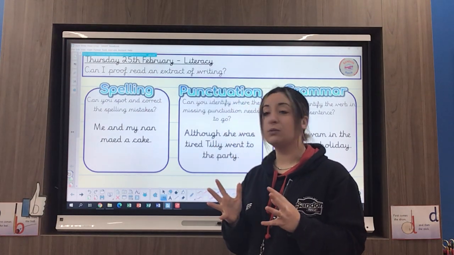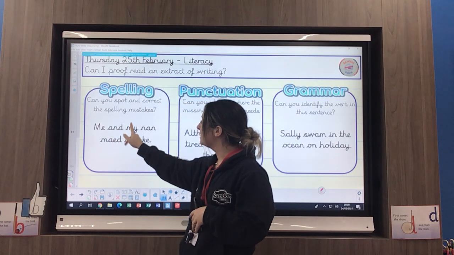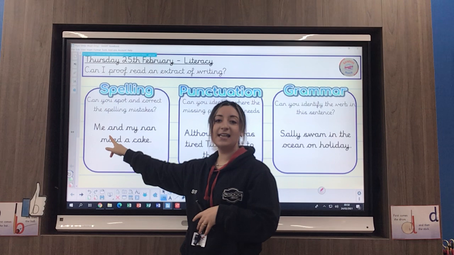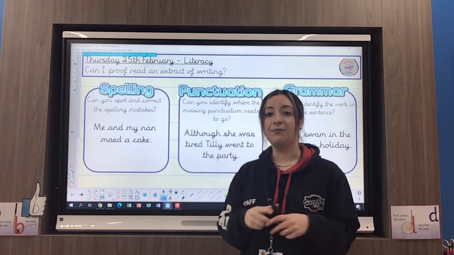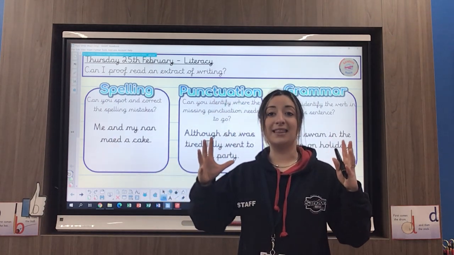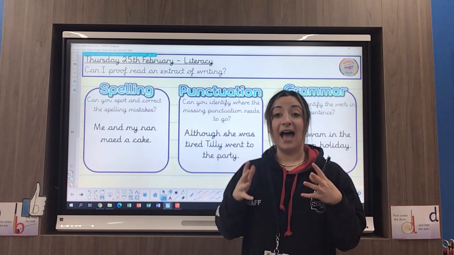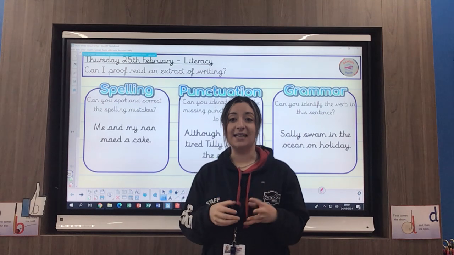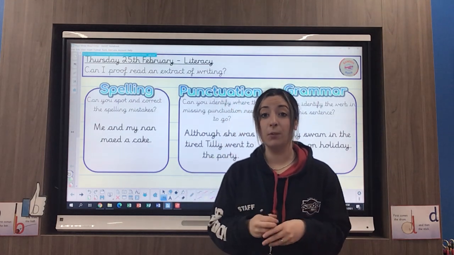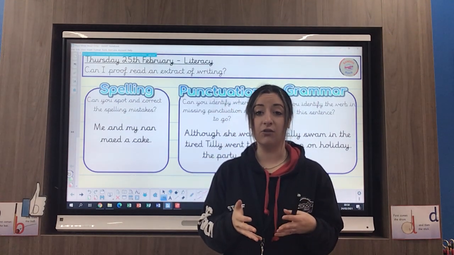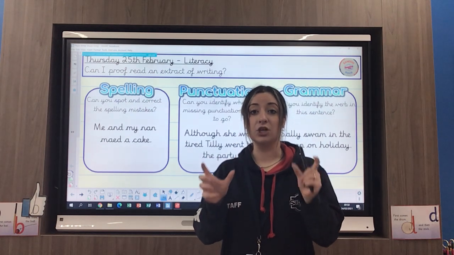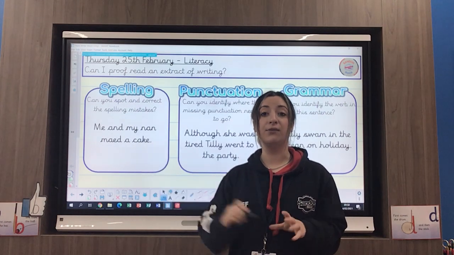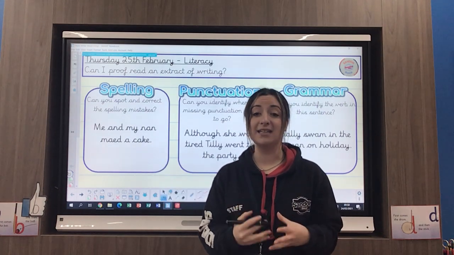Okay, so let's have a closer look. So we've got me and my nan made. Now, the A sound, we do have the A and the E, which make the A sound together. However, that's not how we would spell made, is it? Now, when we spell made, it has what we call a split digraph, and that means those two letters are separated. So let's correct my spelling mistake, and well done if you did spot that it was made is my spelling error.